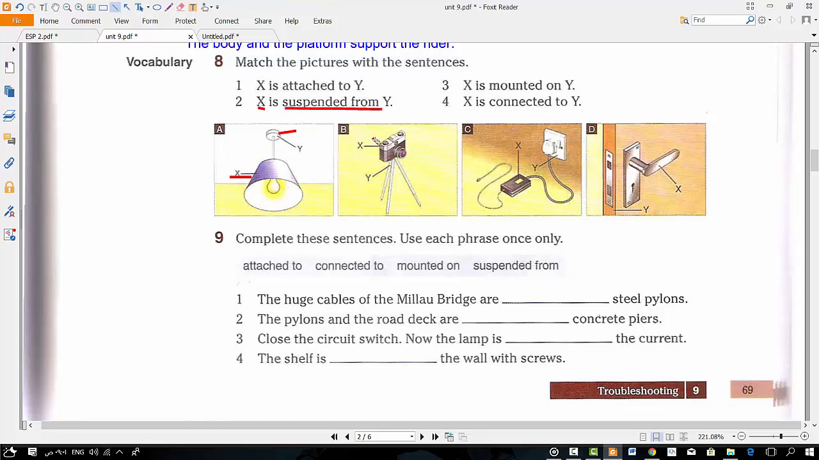Look at B. This is X and this is Y. What do we say? X is mounted on Y. C. This is X and this is Y. Okay, X is connected to Y. D. This is X and this is Y. What do we say? X is attached to Y.